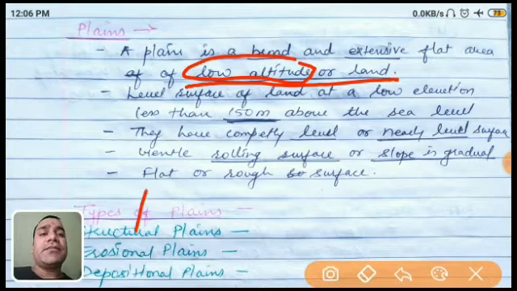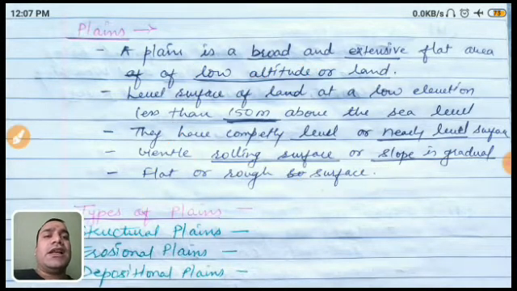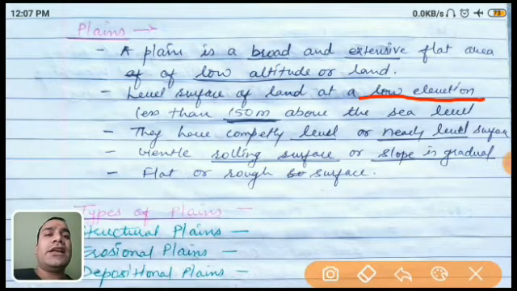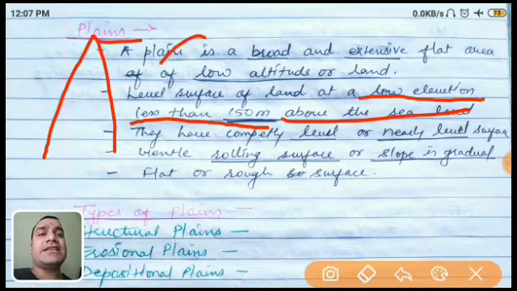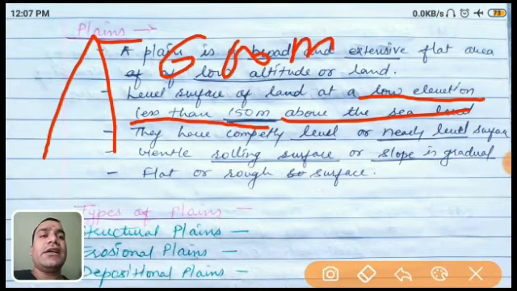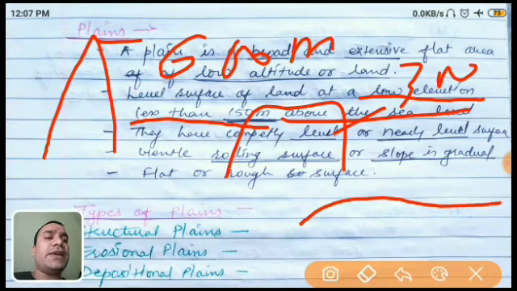It is in comparison to the mountain or the plateau. Okay, it is in low altitude, and a low-lying area or land. Level surface of the land at low elevation, less than 150 meters above sea level. As we discussed last time, the mountains have at least 600 meters, the plateaus have 300 meters, and the plains have 150 meters.